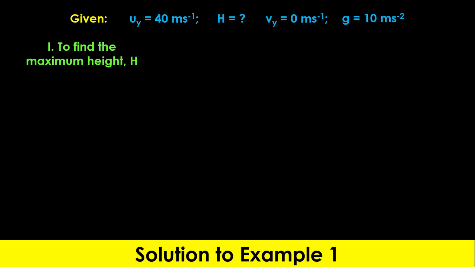So the next thing is to get the formula that connects u, v, g and h for the upward motion, which is Vy squared equals uy squared minus 2gh. Substituting the values of the parameters and solving for h, we will obtain 80 meters as the maximum height reached by the tennis ball as shown.